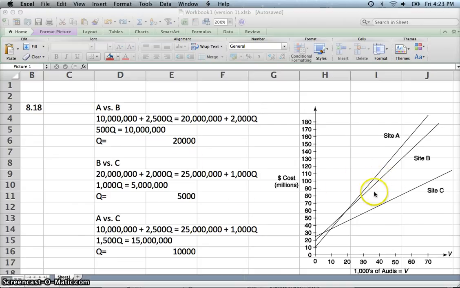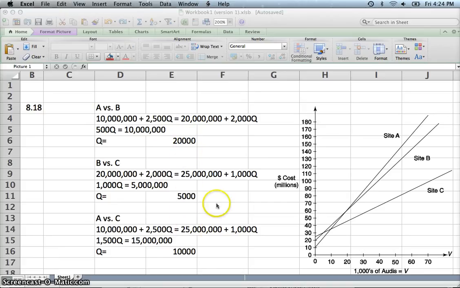So think about this visually. If you get results like this, where the comparison of the second and third site is lower than the first and second, then you know that the second site is not even in contention, and you go back and compare the first and the third site. We solve for that, and we get 10,000 here. Up to 10,000, A is the best, and above that, C is the best. A you can go all the way to 10,000, and then C becomes cheaper. B just is not even in contention.